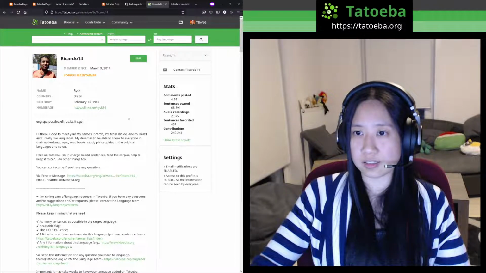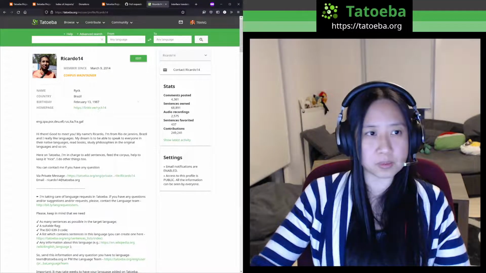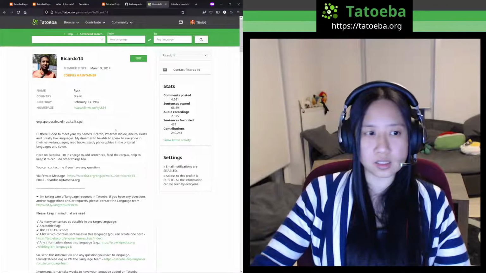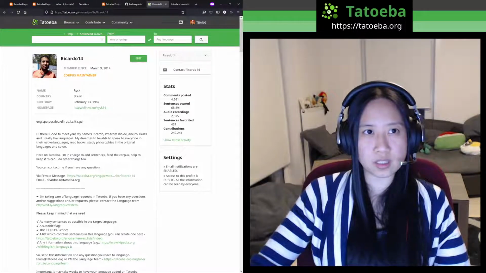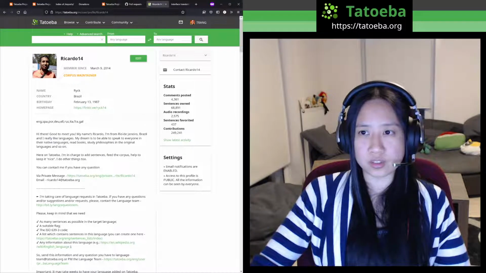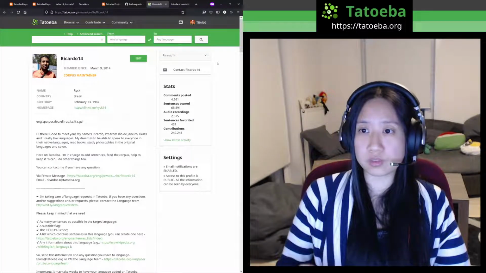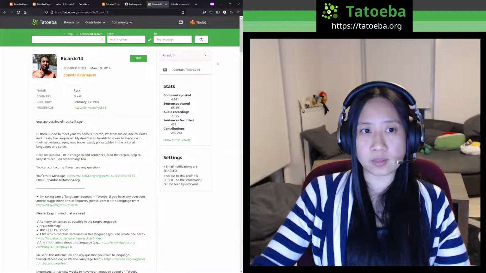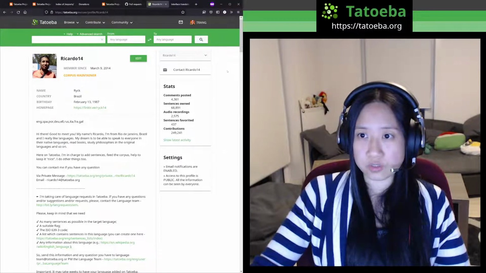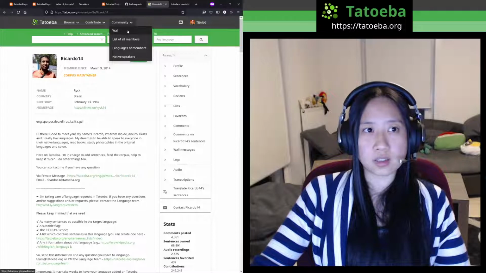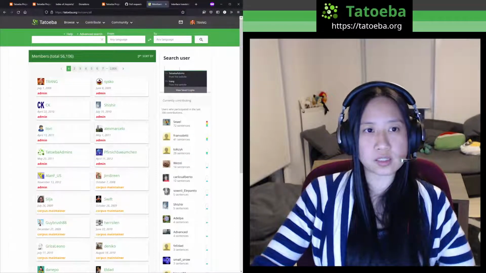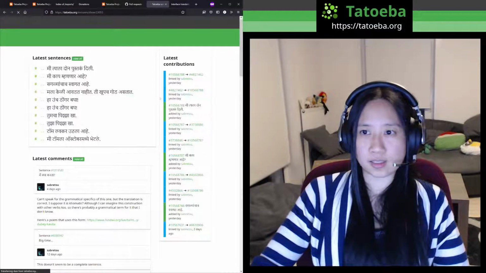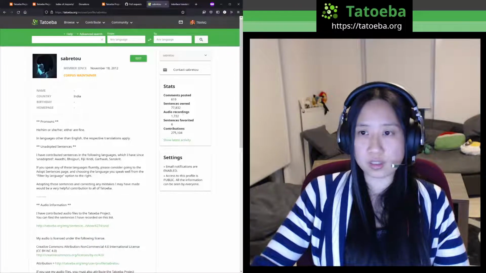And the last area where we have people who have responsibilities is the languages, where Ricardo is also a member. He helps more on the technical side of it, but on the decision of what new languages we add and what language icon we use for that language, we have a member who is responsible for this, and that is our member Sabrotu. So that is how Tatoeba is organized at the moment.